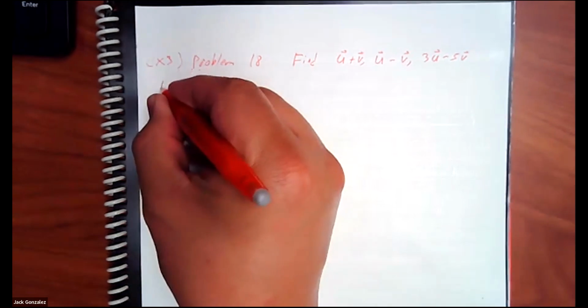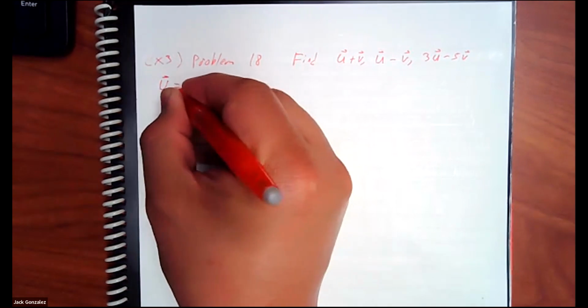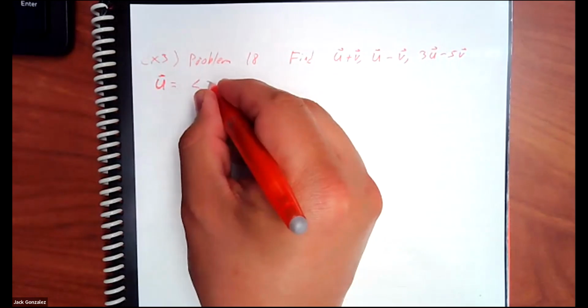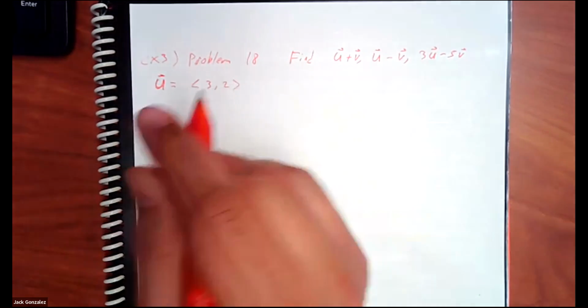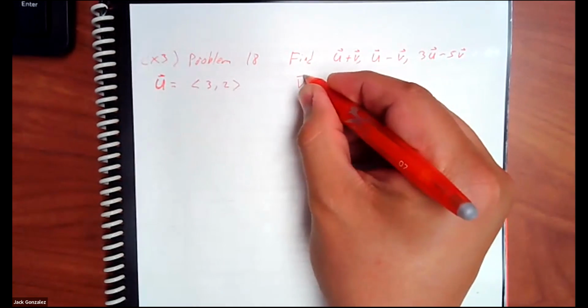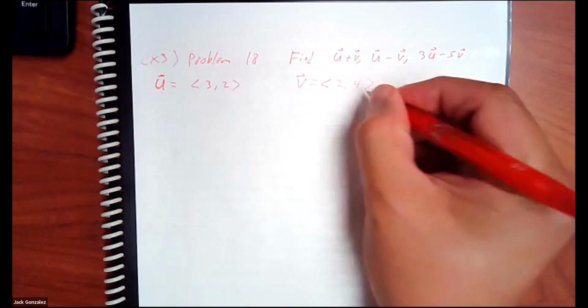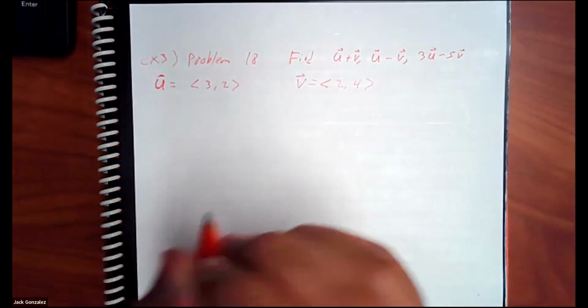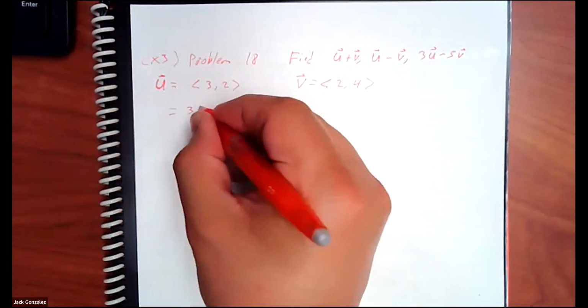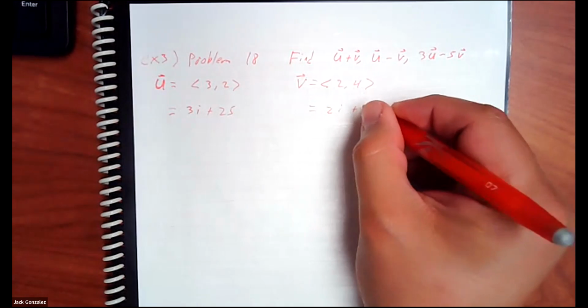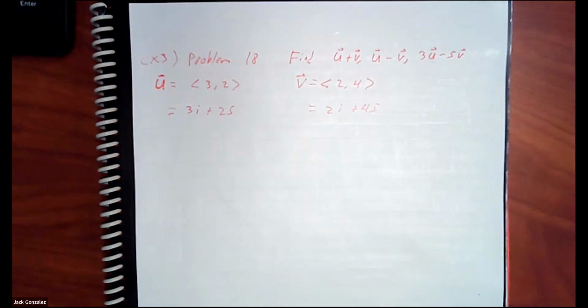The u that they gave us was this guy, 3, 2, which is the same as 3i plus 2j. And v is 2i plus 4j. So you don't forget that it's the same thing, just different notation. Okay.